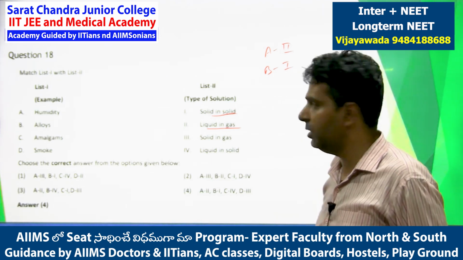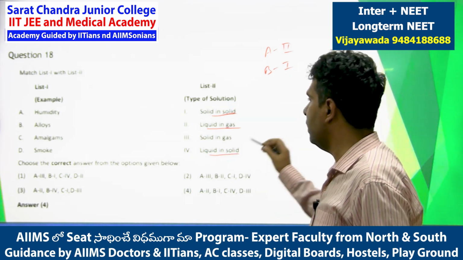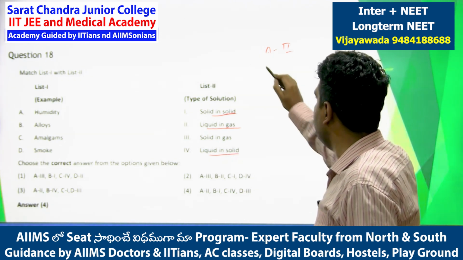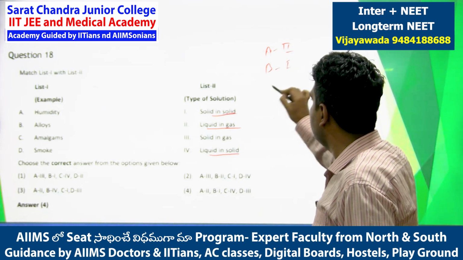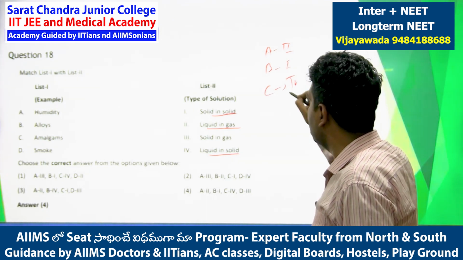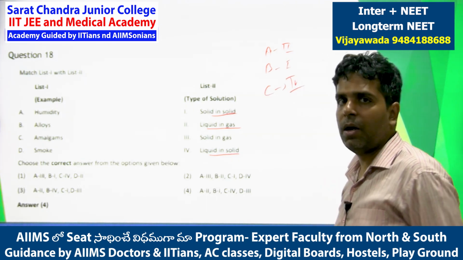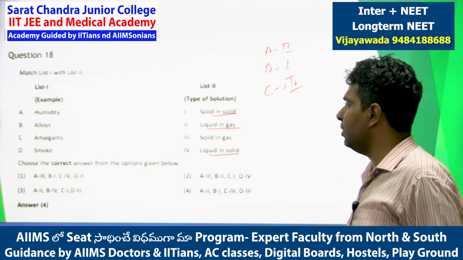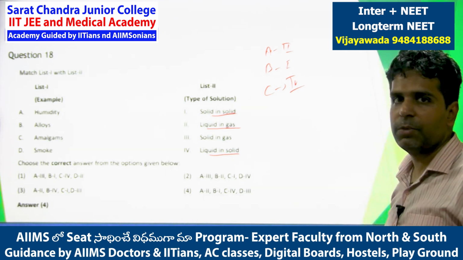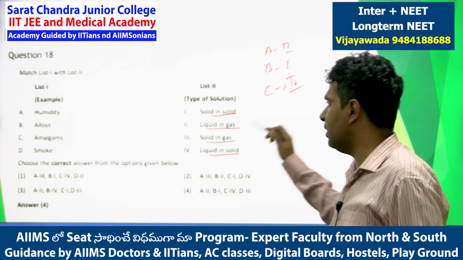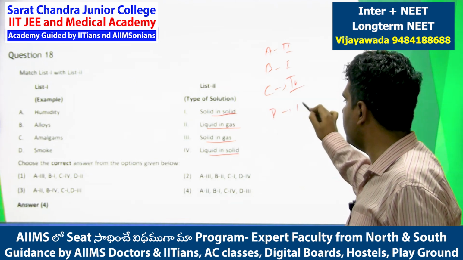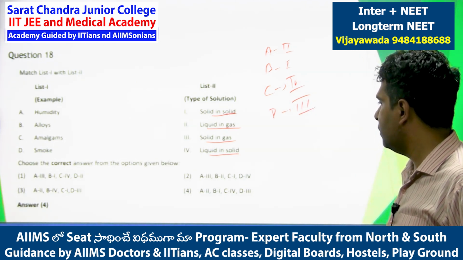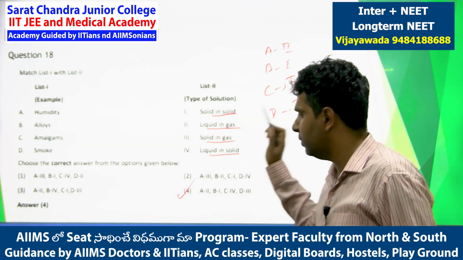Amalgam is mercury, and mercury is liquid. Amalgams are basically mixtures of mercury with any metal, so they are liquid in solid. And smoke is dust particles, which are solid, in air, that is gas. So smoke is a solid in gas type of solution, that is 3. So A2, B1, C4, D3, that is the fourth option.